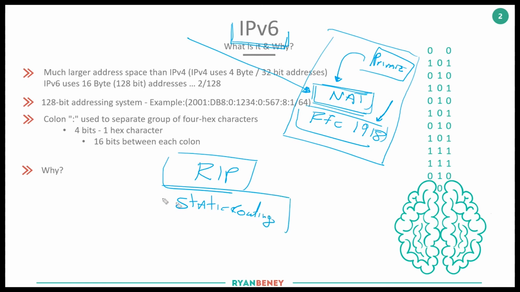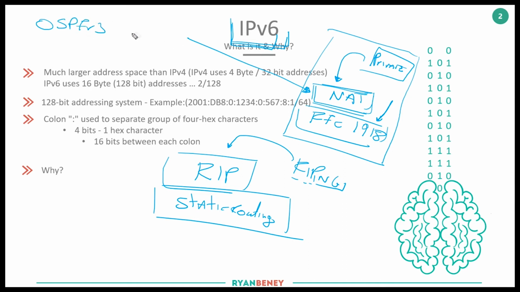IPv6 is extremely similar to this. So for IPv6, we have something called RIP-NG, which is the Routing Information Protocol Next Generation, which is the new version of RIP for IPv6. And we have things like OSPF v3 that supports IPv6.